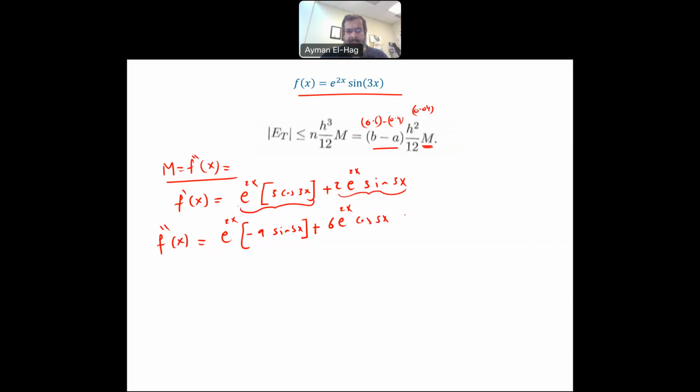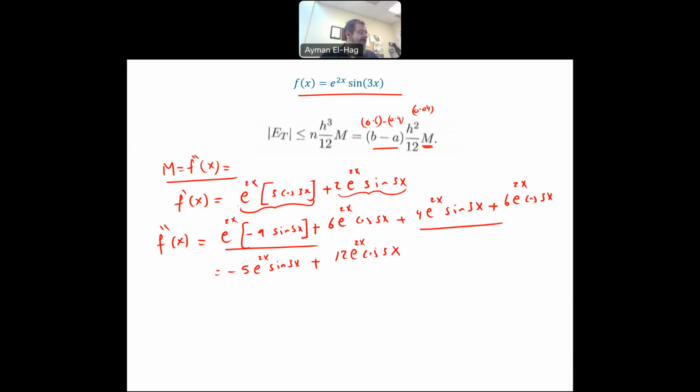Now let's go for the second term, plus 4e to the 2x sine of 3x, and plus 6e to the 2x cosine 3x. Now collect terms. This and this will give you minus 5e to the 2x sine 3x plus 12e to the 2x cosine 3x. So that is basically the second derivative.